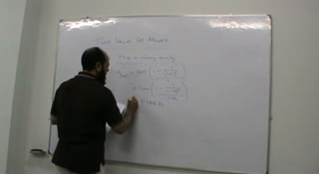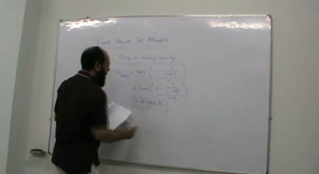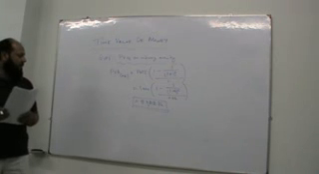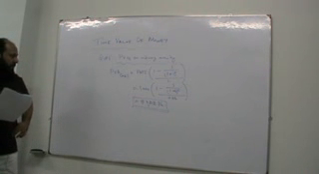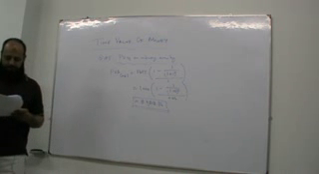4212.36. So the present value of ordinary annuity is going to be 4212.36.